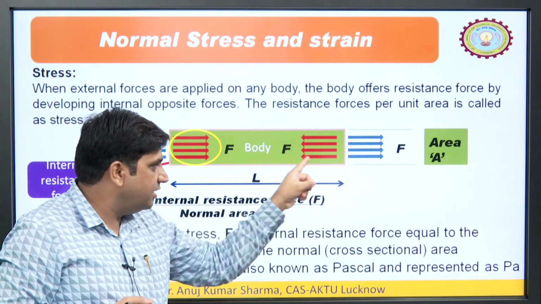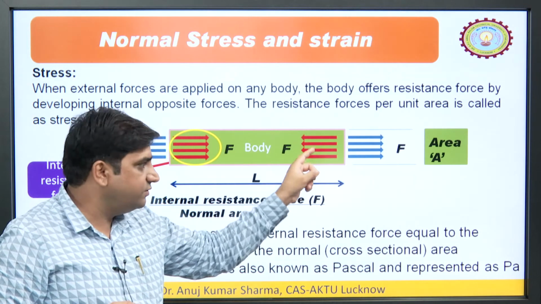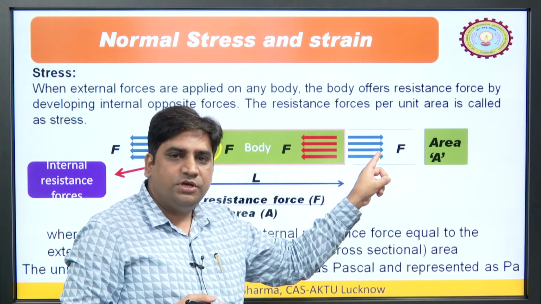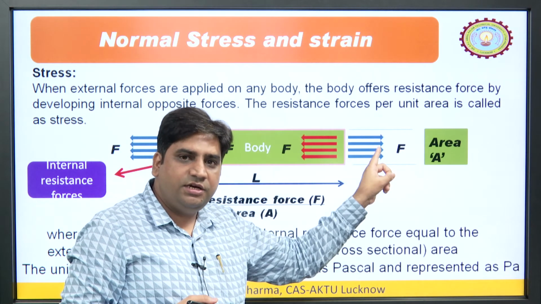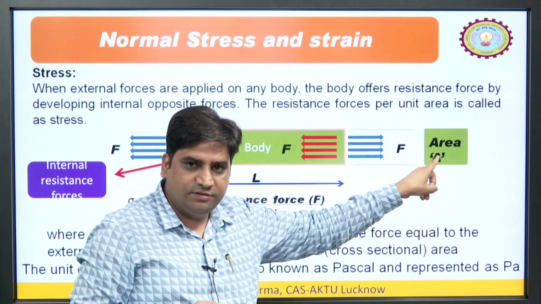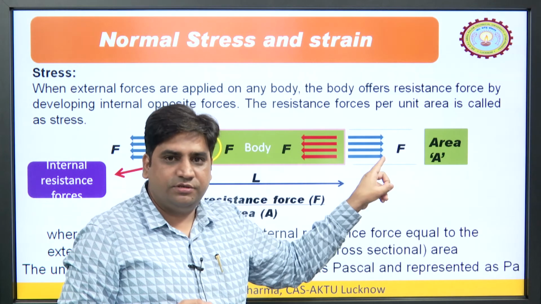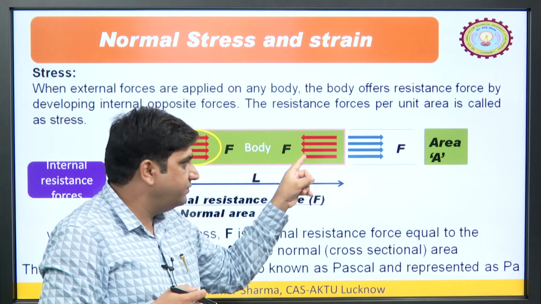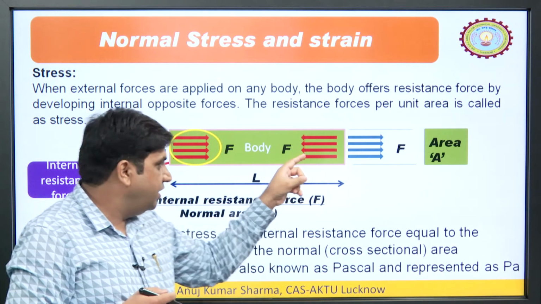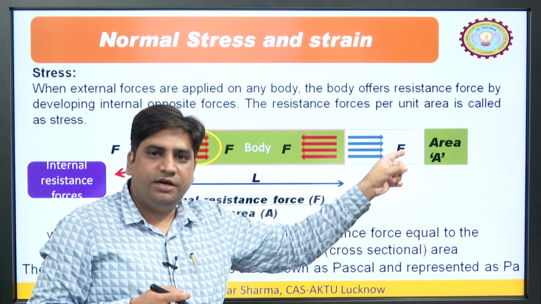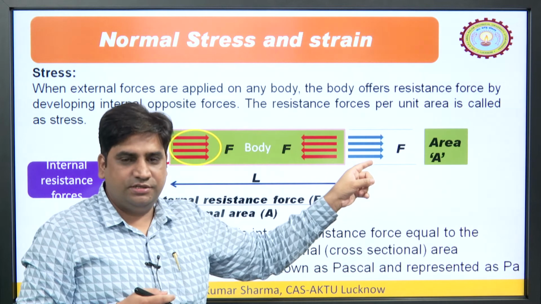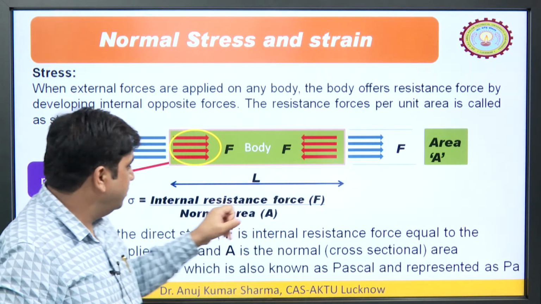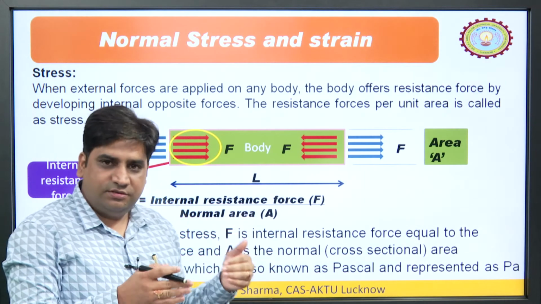So, this red color is the internal resistance force, and this blue color is the externally applied force. When we divide the externally applied force by the area, it gives us the pressure, the external pressure. When we divide F, the internal resisting force, by the cross sectional area, it gives us the stress. So, this is the basic difference between stress and pressure. Mathematically, these are the same.